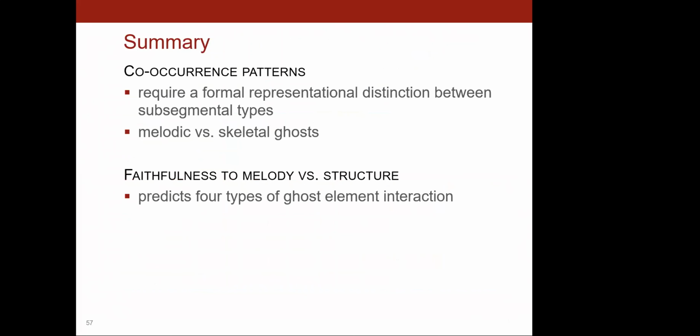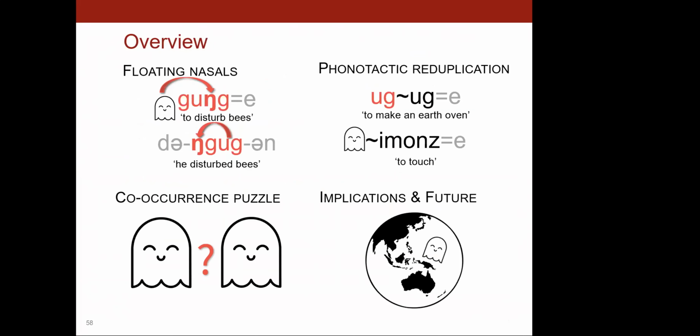So to summarize what I've showed you, the co-occurrence of the two types of ghost patterns in Ende requires a formal distinction between subsegmental types based on their specifications of melody and structure. So I've distinguished a way that the grammar can reference these specific sub-elements in the faithfulness constraints that it uses. This binary representational distinction suggests four faithfulness constraints, and that predicts four ways in which melodic and skeletal ghosts can interact within languages. So quickly, this theory of ranked violable constraints rests on the premise that constraints in languages are universal, and it's the ranking that regulates the differences in behavior between languages.